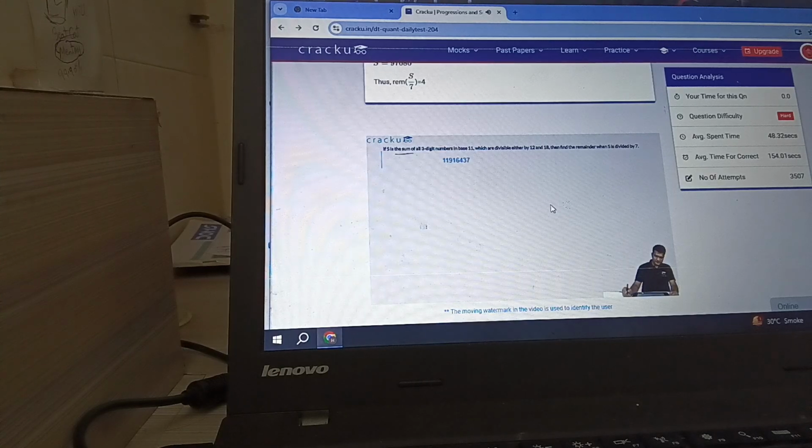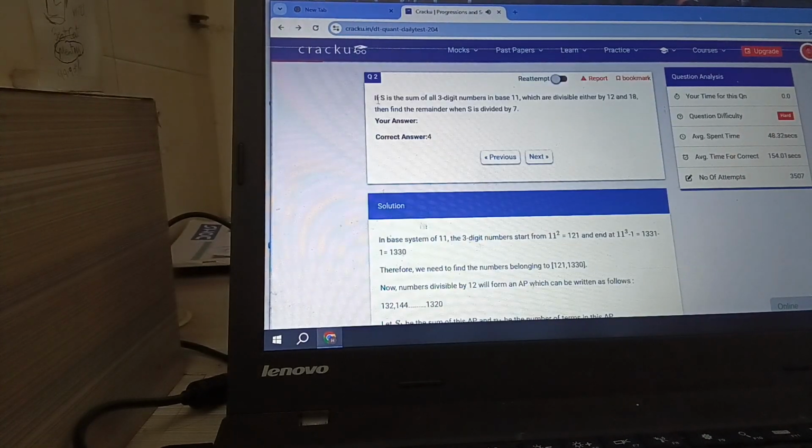Calculate the sum of all the 3-digit numbers in base 11 which are divisible by either 12 or 18, and if S is the sum, we are required to calculate the remainder when S is divided by 7. So let us first calculate the smallest 3-digit number in base 11. The smallest 3-digit number in base 11 will be 100 in base 11. This will be equal to 11 square, which is equal to 121.